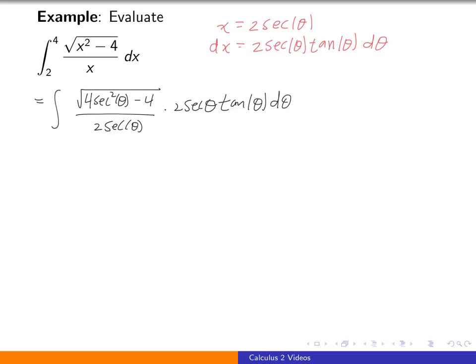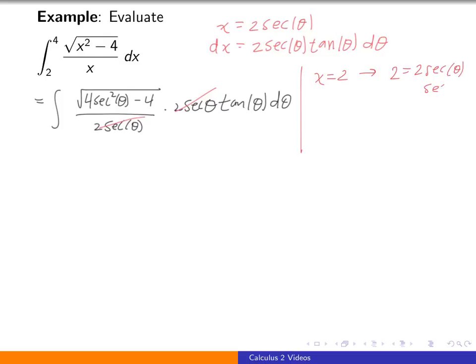At this point, the procedure is identical to the previous one. We can even note an obvious simplification: 2 secant theta on the top, 2 secant theta on the bottom. But we also need to note that it is a definite integral which we started with. We've used a substitution, which means we need to change those limits of integration. So let's change those limits of integration. For the lower limit, when x is equal to 2, that means 2 is equal to 2 secant theta.